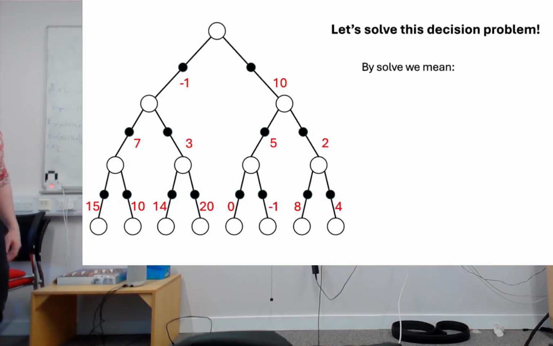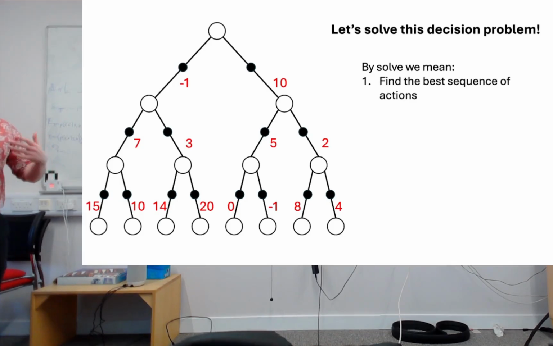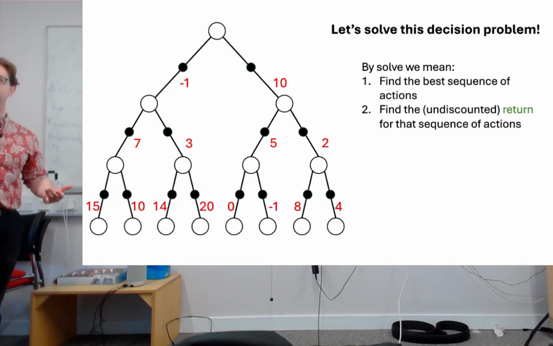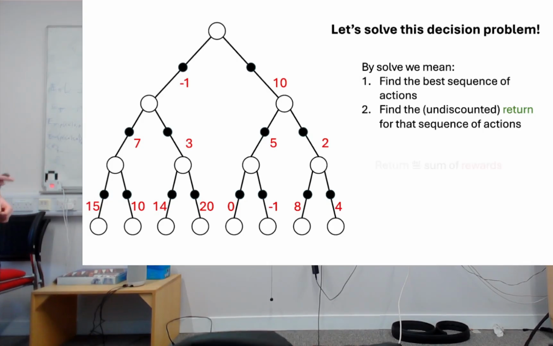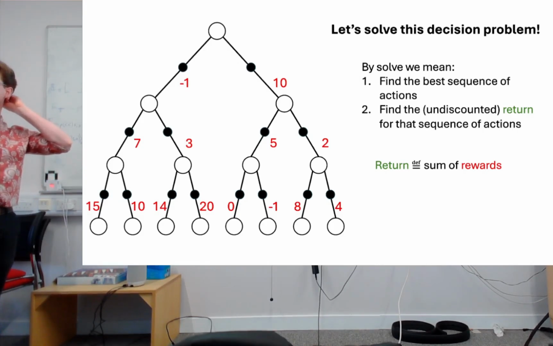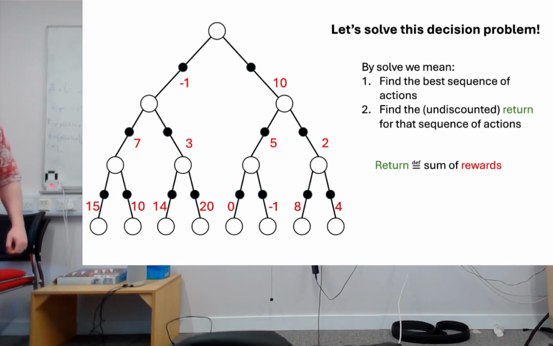So what does solving mean? It means finding the best sequence of actions. And also, we typically want to find the return for that sequence of actions. So we want to find out how much reward I'm going to get if I make this optimal sequence of actions. We're going to ignore discounting for now and just treat return as the sum of rewards. So I want to take the path through this MDP that is going to give me the greatest sum of rewards. All right, that's our task.